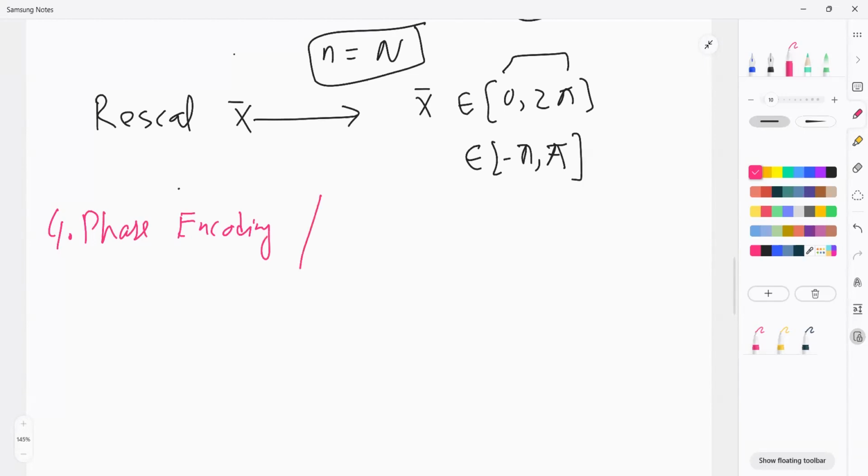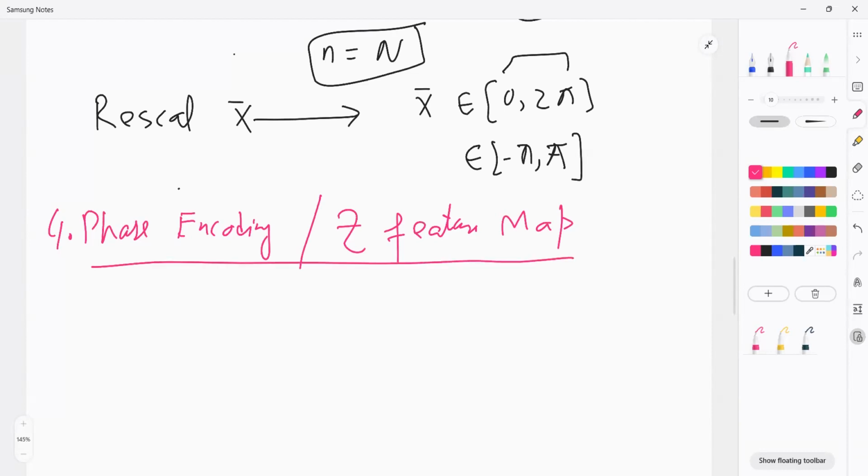And sometimes it's also called Z feature map. And we'll see why this is called this when we talk about the Hamiltonian simulation view of data encoding. So in phase encoding, I'll get back to the state of a single qubit. So we know that the general state of a single qubit is this. So instead of encoding in theta, we can also choose to encode in phi, and let's say keep theta fixed.